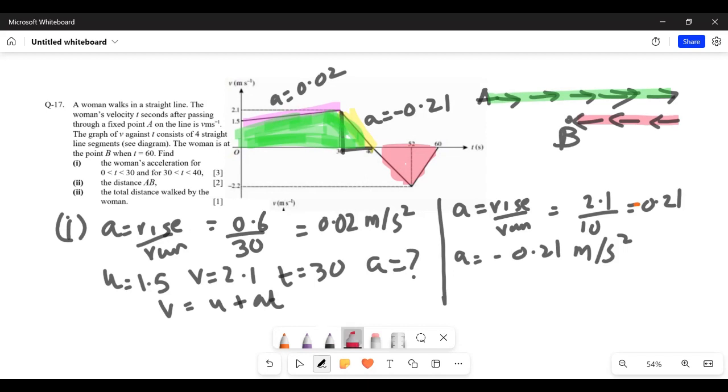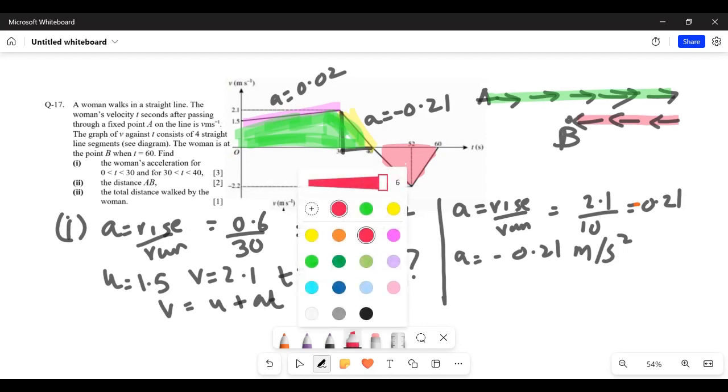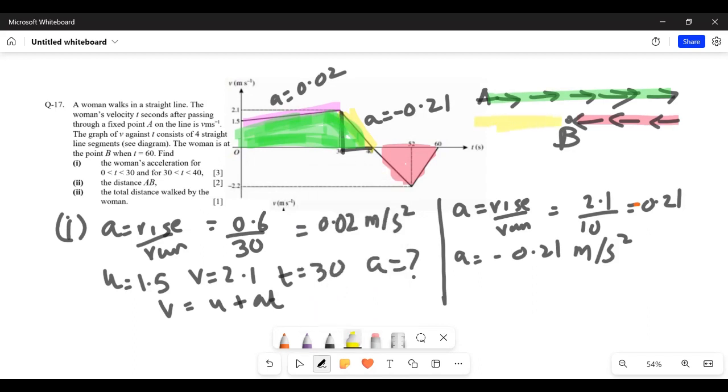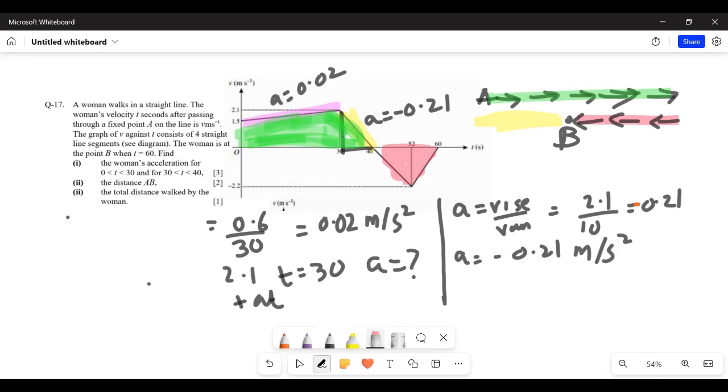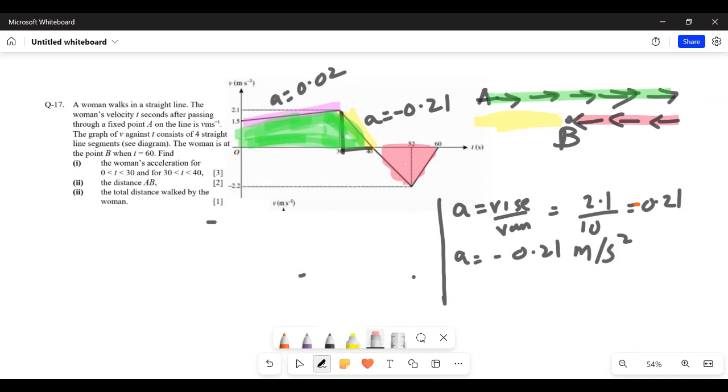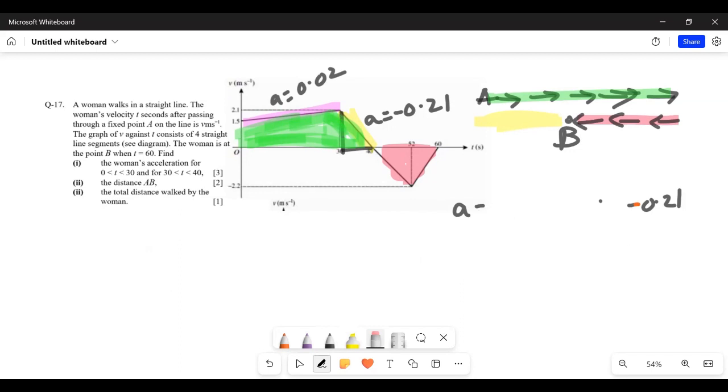And then to find the distance between AB, you have to subtract the two distances. So find the green area, find the red area, and subtract them to find the distance from A to B. Okay. So for the first part, I see a trapezium and I see a triangle. First, let's take the trapezium.